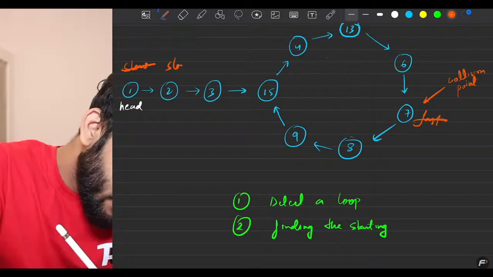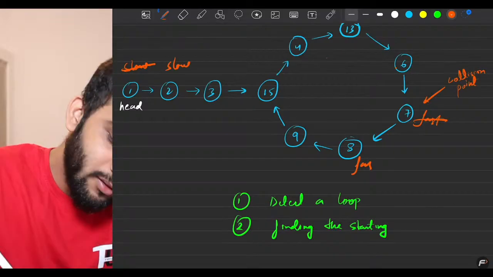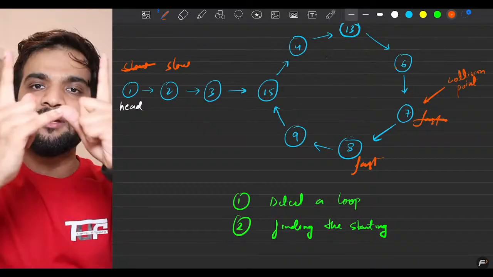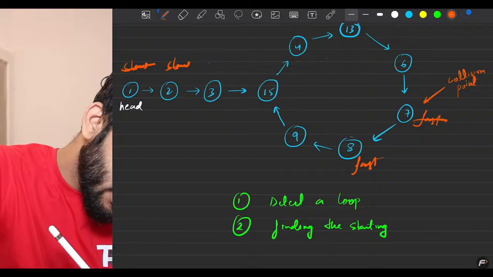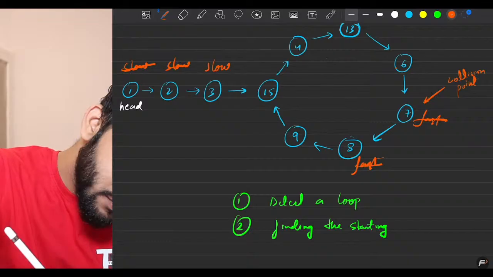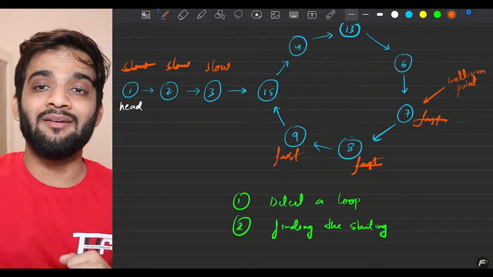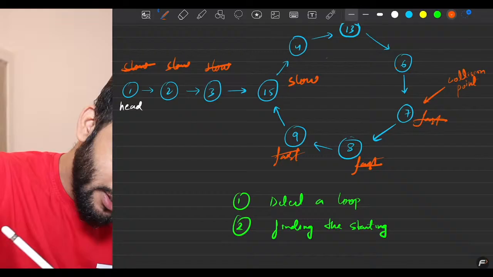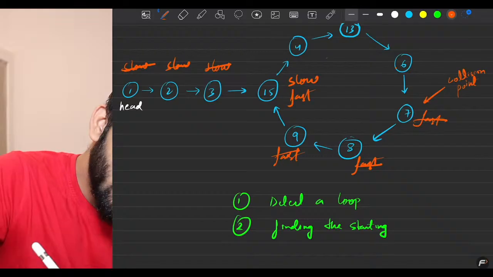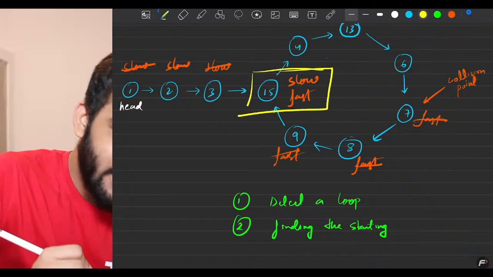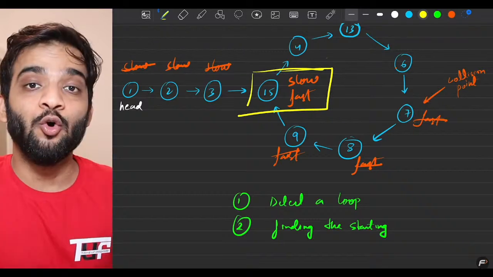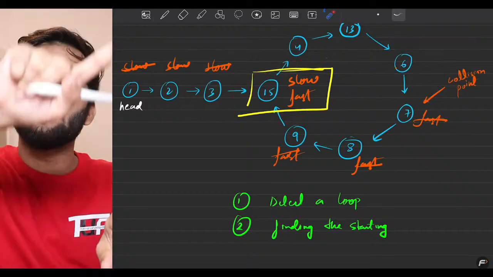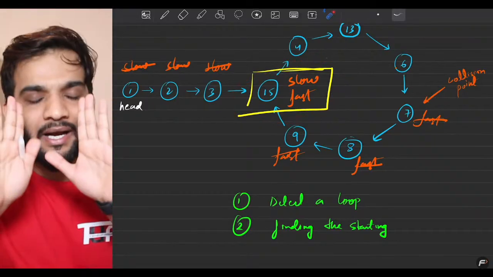Slow moves by 1 and the fast moves by 1. That's the first step. In the second step, again move them by 1, 1. So slow moves here and the fast moves here. In the next step, slow moves by 1, fast moves by 1. And this is where you will see the magic. Yes, the slow and the fast pointers recollide. They're colliding again. And the point they're colliding is your starting point of the loop. Why? I'll tell you that, do not worry.